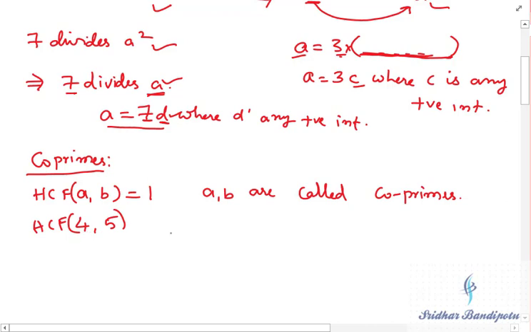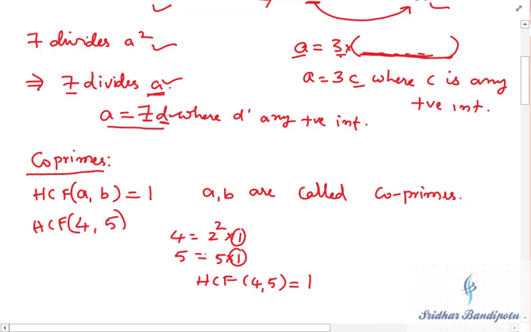The prime factorization of 4 we can write as 2 into 2, that is 2 square. 5 we can write as only 5. What is the highest common factor among these two? HCF of 4 and 5 equals 1, because only 1 is a common factor between 4 and 5. So HCF of 4 and 5 equals 1.